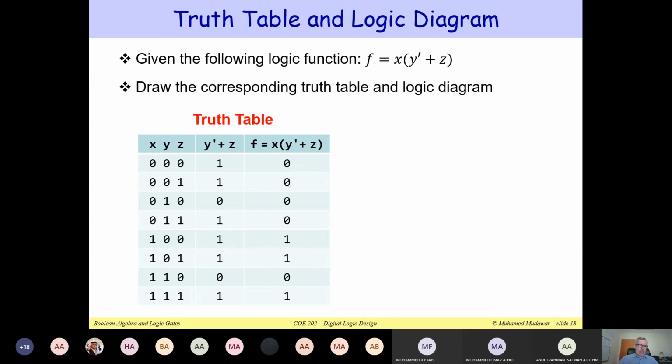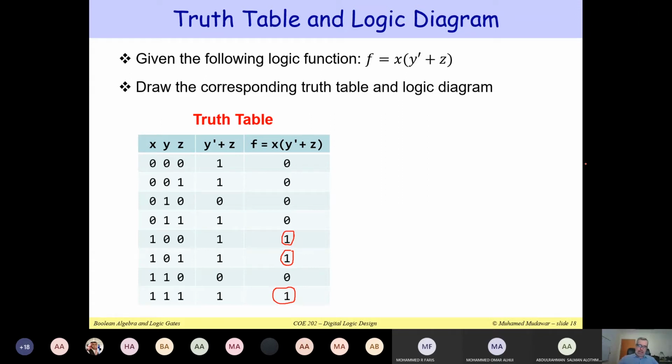I can evaluate y prime or z first because this appears inside parentheses. And then I can take x and this column here to get the final value of the function f. So you can see that for some entries in the truth table, the value of f is 0, and for some entries, it's equal to 1. There are 3 entries in which the value of the function is equal to 1, and there are 5 entries that give you f equal to 0. That's the truth table of the function f.